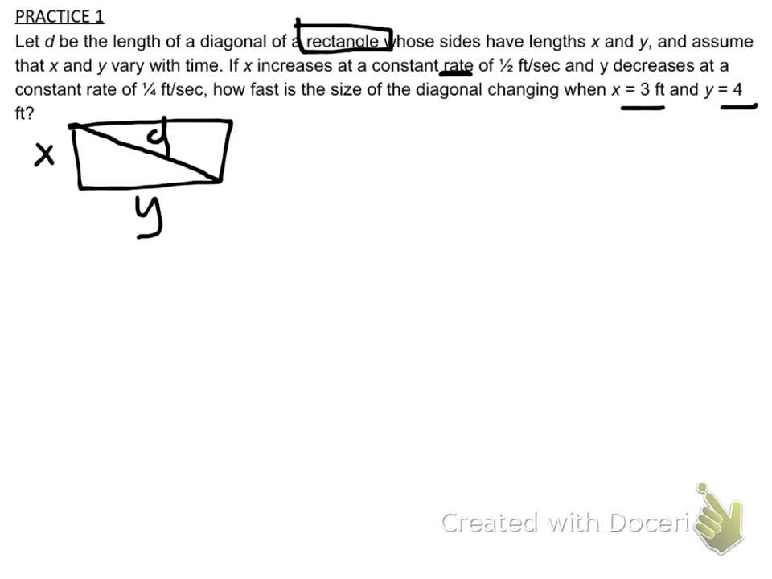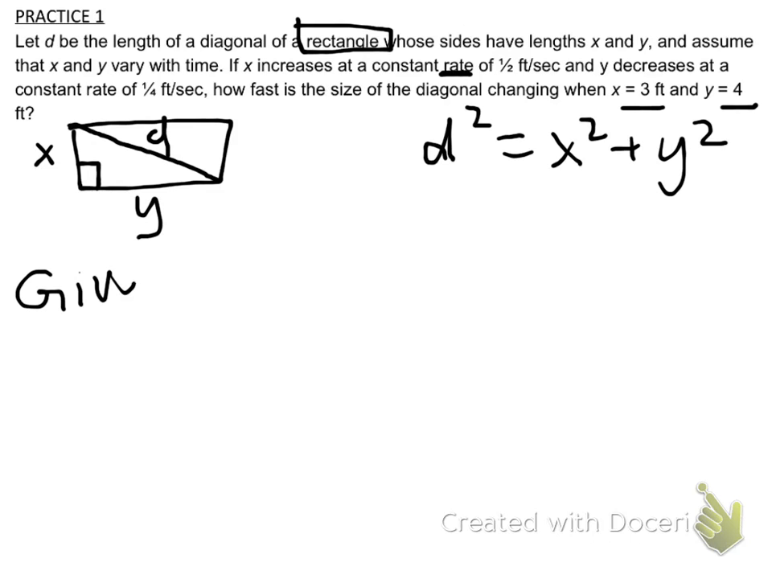Second step is to write an equation, which I think I can do fairly easily because I can see that it's a Pythagorean theorem. I know that it's a rectangle, so it's a right triangle right there. So my equation is going to be d squared equals x squared plus y squared. Okay. Third step is to write what I'm given and what I have to find. So let's do that. Given.